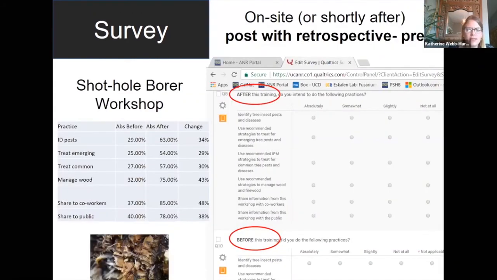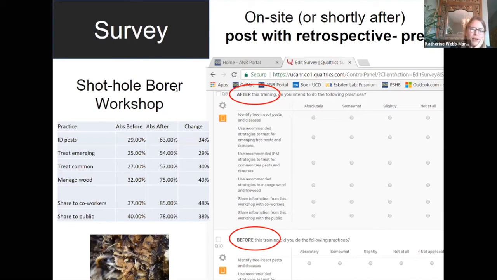This is an example of a post with retrospective pre. Research shows that it's not always intuitive to folks, but asking the after-the-training question first provides more reliable data than asking before. So you'll see that with our evaluation after this training. It asks the specific questions, and then before, what did they know? In this case, practices, and you can see the same questions.